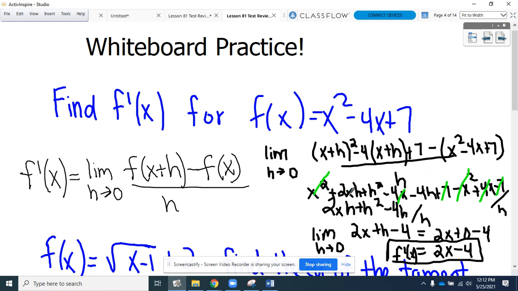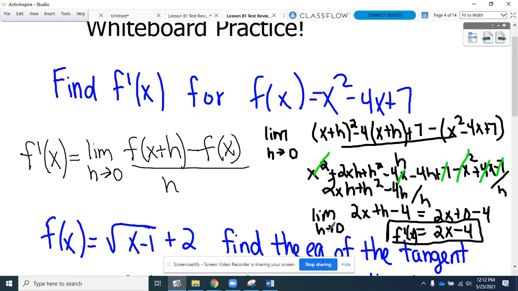Once you get to this step, you should see things cancel. Now, I want to actually see them cancel. You're proving how this works, so don't make it magical. Make sure that you show what you're doing. You get right here, and you notice that everything has an h. Finally, that h can come out. If we could have plugged in 0 at the beginning, we would, but it makes a 0 in the denominator, which is not okay. So we had to do all this simplifying to get down to the point where we could finally plug in 0.